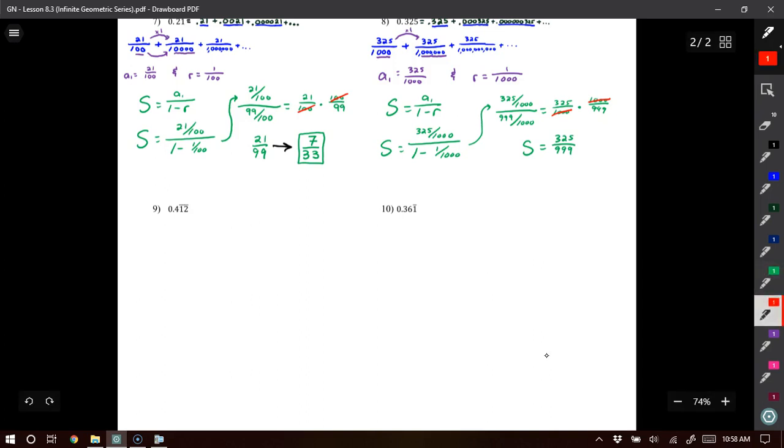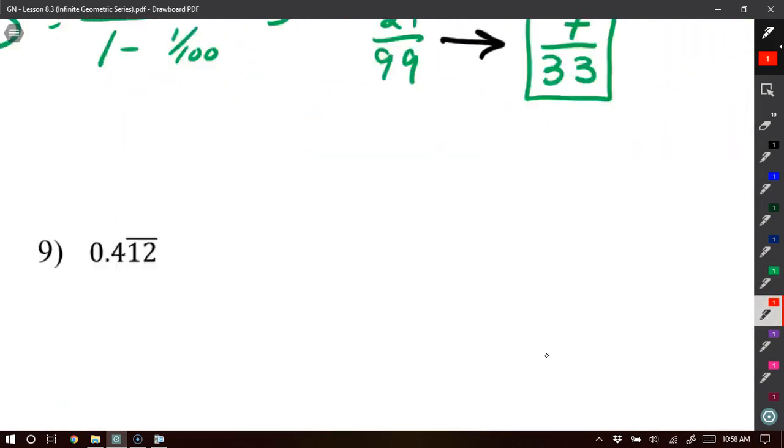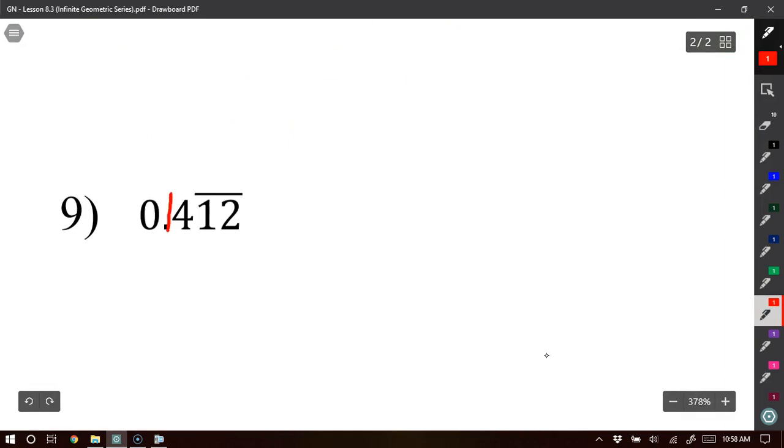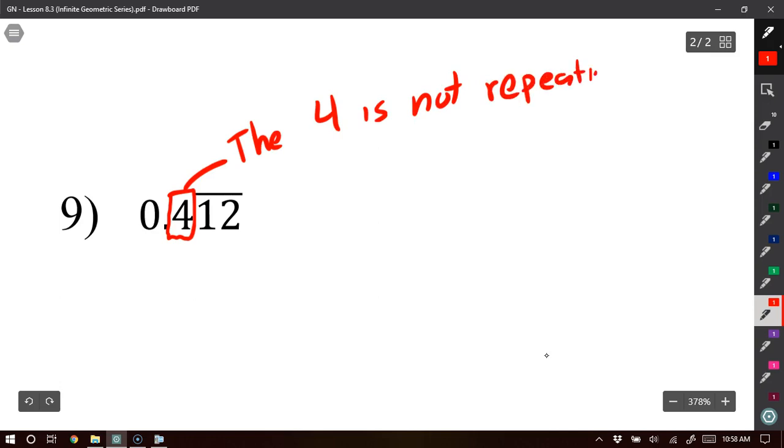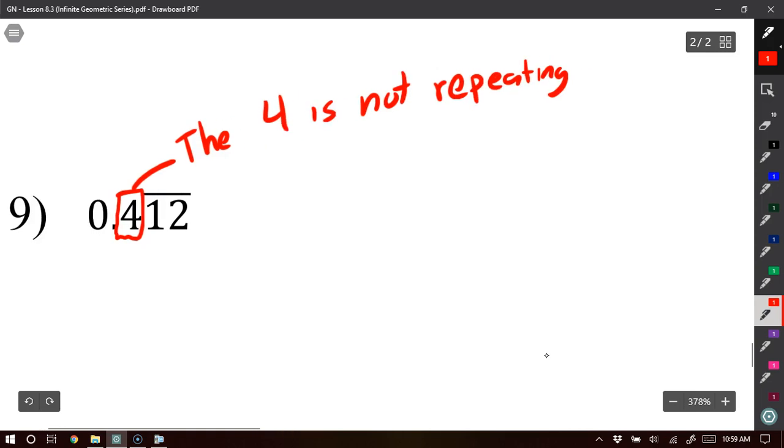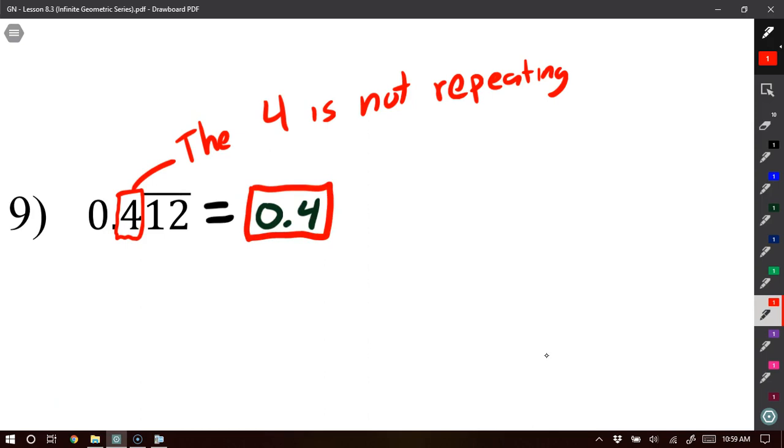When we're looking at it, I want you to see that this 4 right here is not repeating. It is going to stay there every single time. And when we're writing this out, this equals this 0.4. That is going to stay. That is not the repeating part. The repeating part is the 1, 2, 1, 2, 1, 2, 1, 2 after the 4.